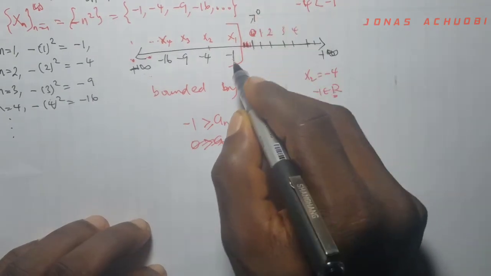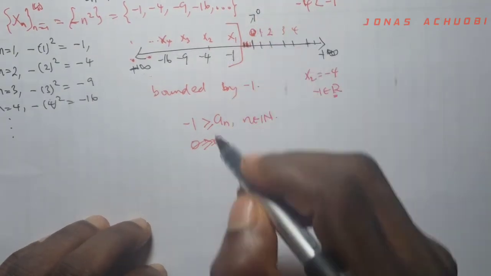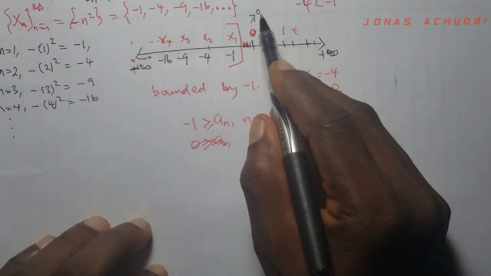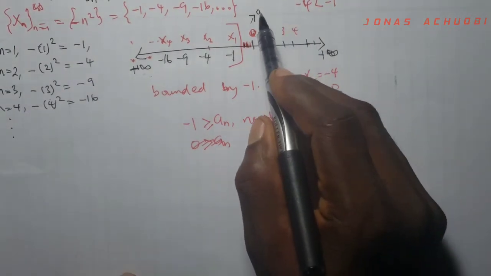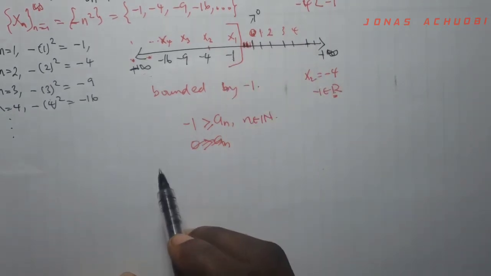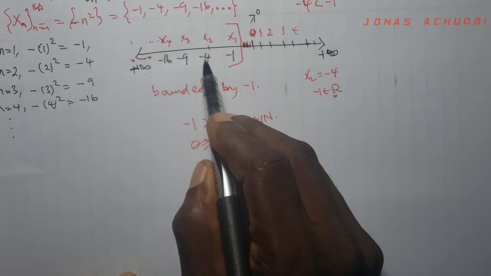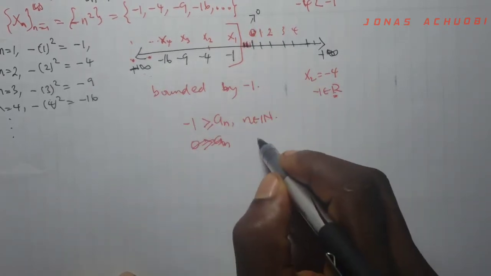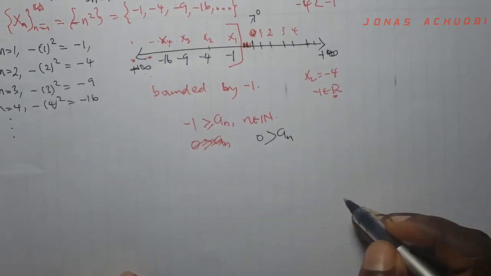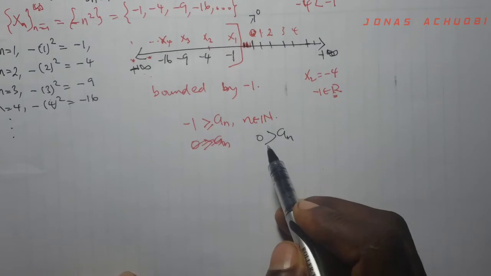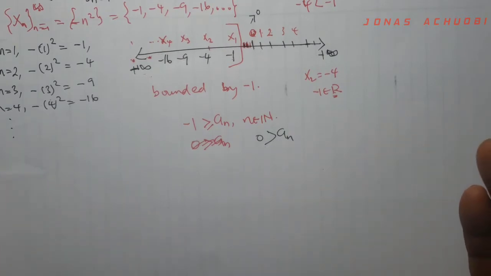0 is to the right of this minus 1. So can 0 also be called an upper bound? Let us see if 0 satisfies the property of an upper bound. 0 is greater than minus 1. 0 is greater than minus 4. 0 is greater than minus 9. And of course, 0 is greater than all the terms of our sequence. Since 0 is greater than all the terms of our sequence, that qualifies 0 to be called an upper bound.